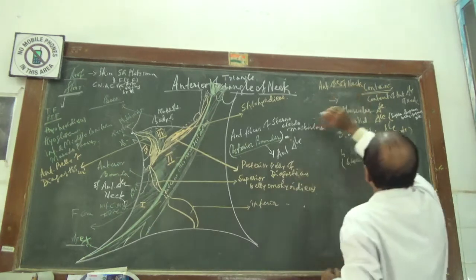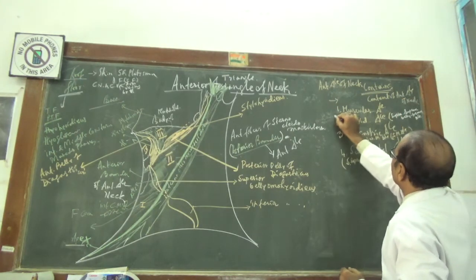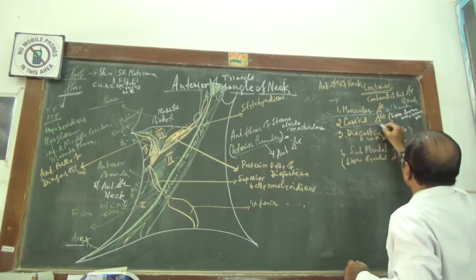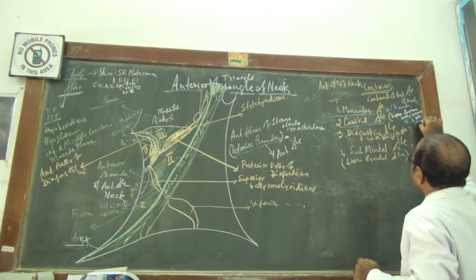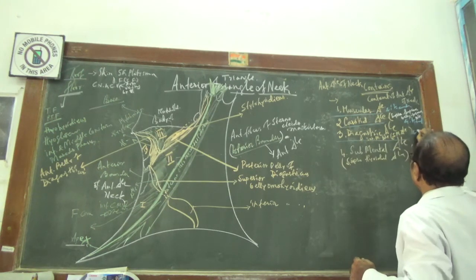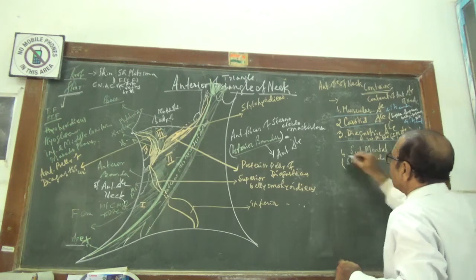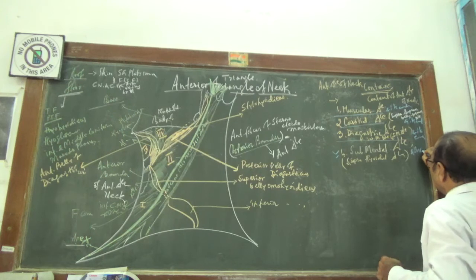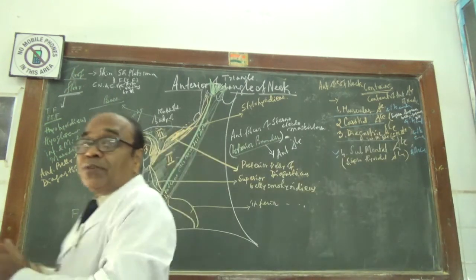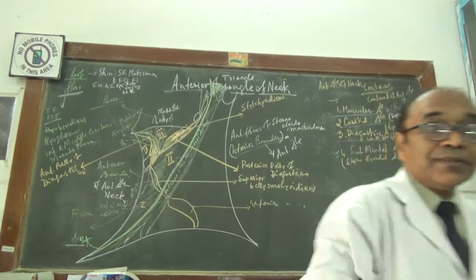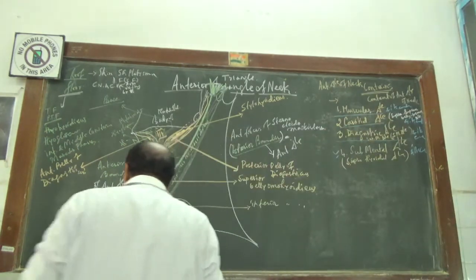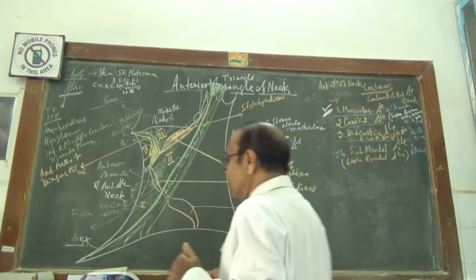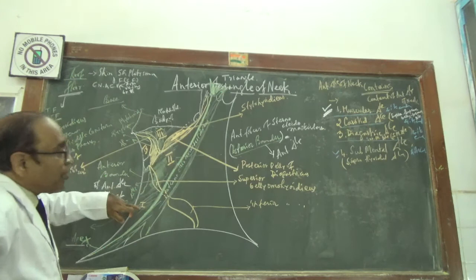Content of the anterior triangle of a neck: the muscular triangle and its content, carotid triangle and its content, digastric triangle and its content, submental triangle or suprahyoidal triangle and its content. So these are the contents of the anterior triangle of a neck. Now after knowing this, you have to go to this triangle first. Now what is a muscular triangle?